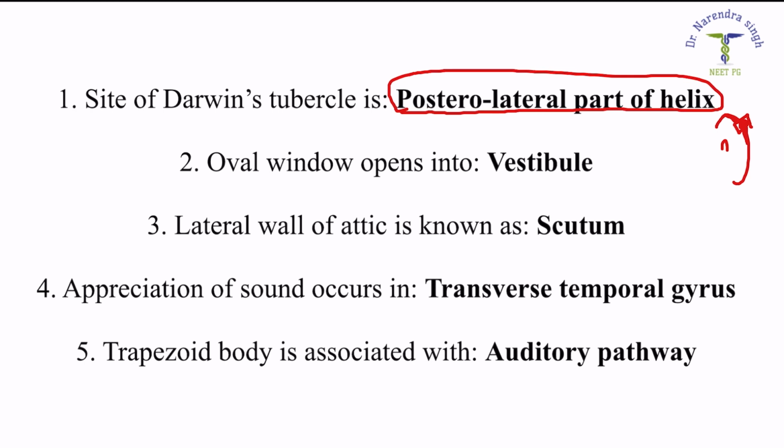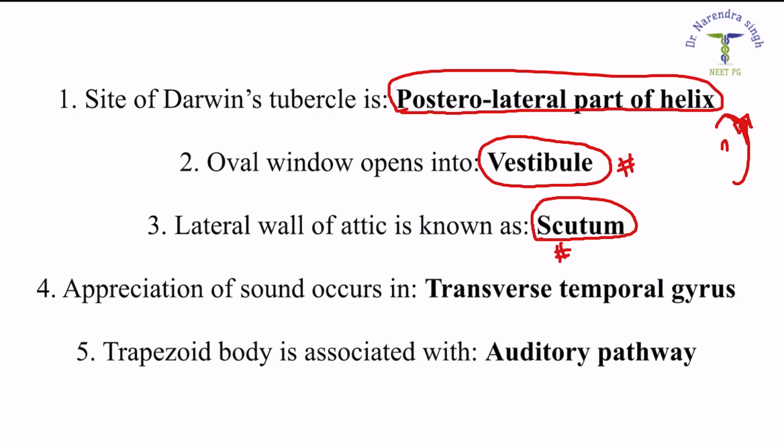Second question says oval window opens into the vestibule. Oval window opens into vestibule. Third question says lateral wall of attic is known as scutum. So we'll talk about the scutum.